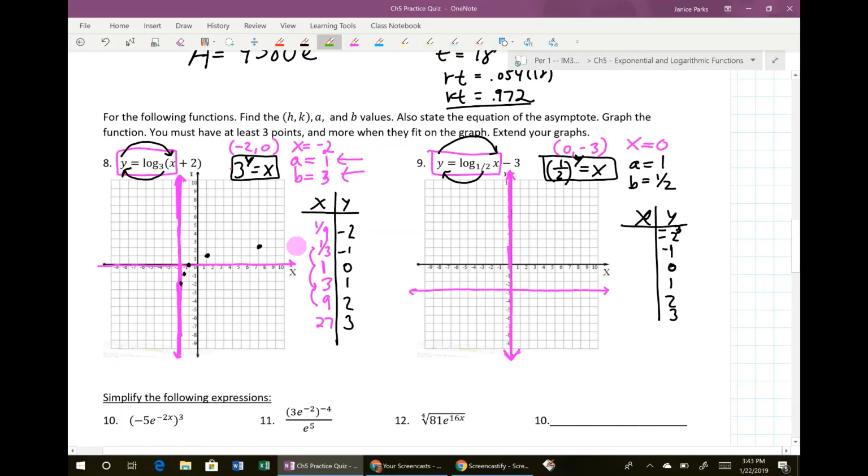So when you draw this graph, logarithmic graphs are inverses of exponentials. And since they're inverses, the x's and the y's basically are reversed. And this one goes sideways.